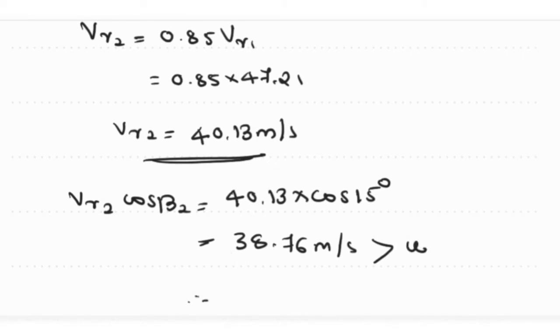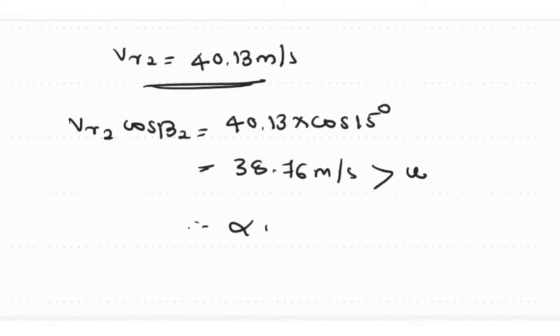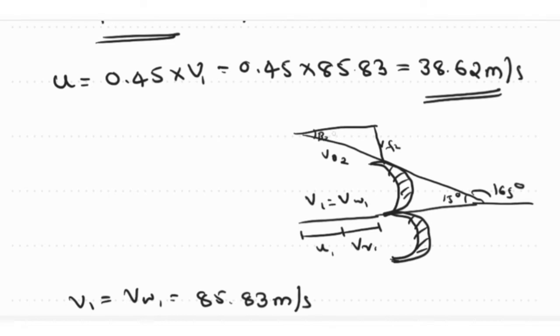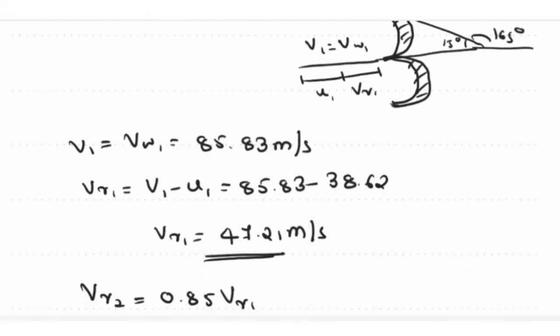So alpha is acute. Now you can complete the velocity triangle at the outlet this way. This will be the acute alpha 2 and this will be V2, U2 and this will be VW2. This is how we can draw the outlet velocity triangle.